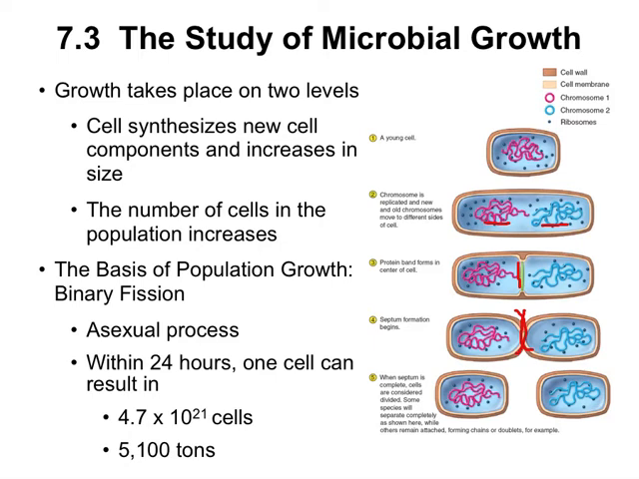Because the generation time in bacteria is so fast, within 24 hours, one cell can result in 5,100 tons of cells, or 10 to the 21 cells. So the rate is huge. However, it's limited by the environmental factors and nutrients available. Let's take a quick look at an animation of binary fission.